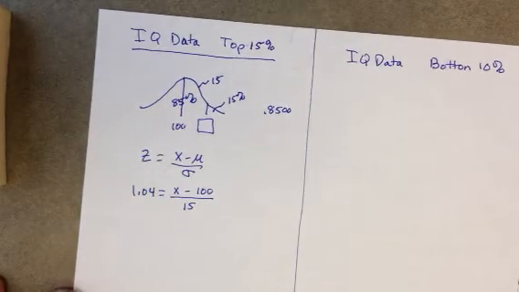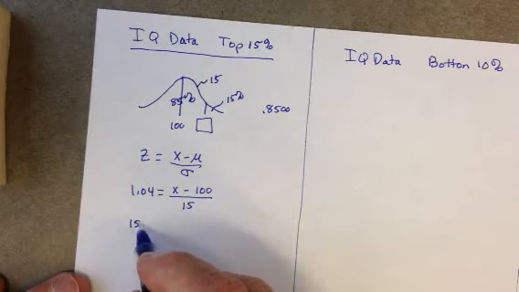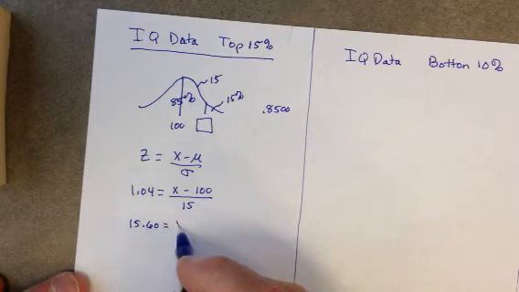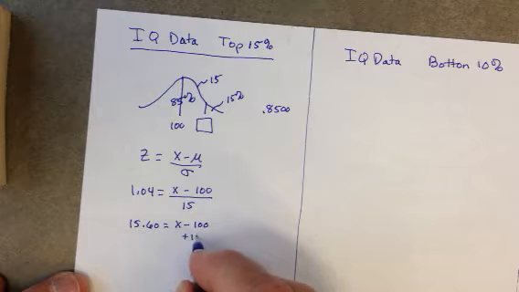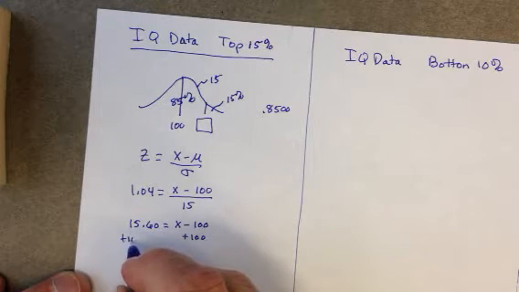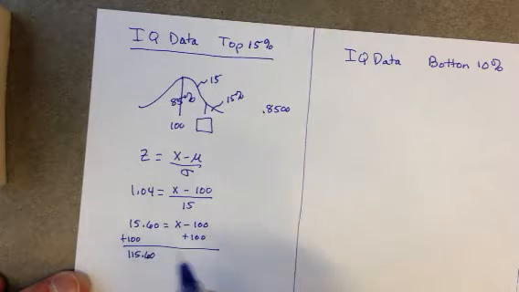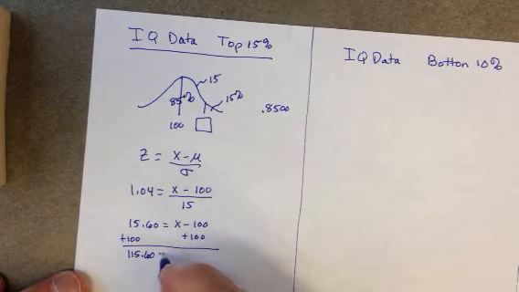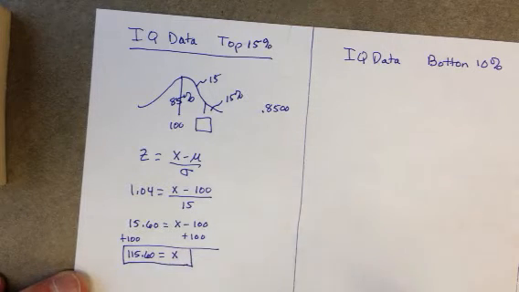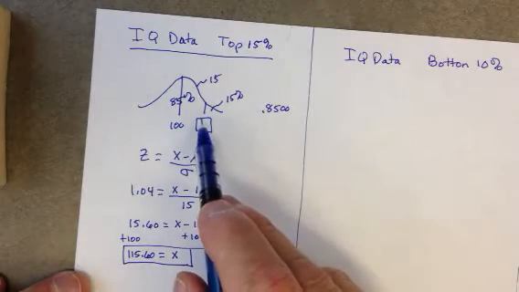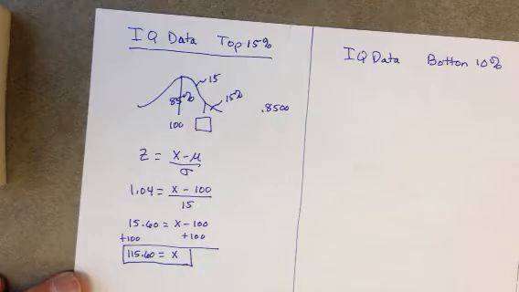Okay, and then we have to solve this equation. We multiply both sides by 15, and this becomes 15.60 equals x minus 100. And then we add 100 to both sides. And so we get 115, which we were hoping to find, that it would be bigger than 100, because 100 is the mean. So the score at which we have the cutoff for the top 15% would be 115.60.